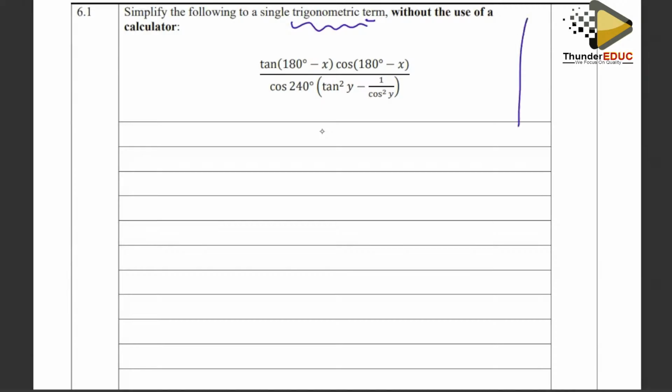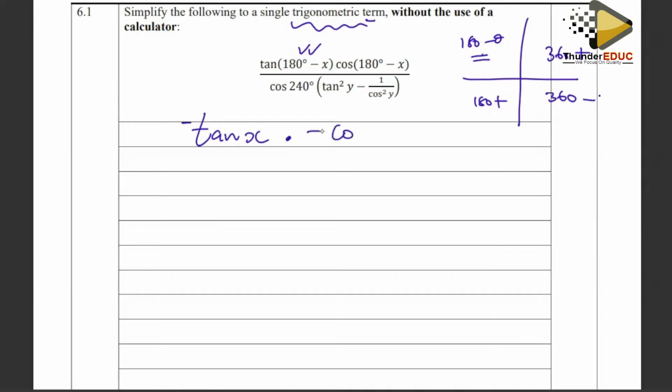So we know that from our Cartesian plane, this is going to be 360 plus, 180 minus, 180 plus, and then 360 minus. This 180 is going to be quadrant number 2. And in this quadrant, tan is negative. Let's reduce that. So negative tan x. And then 180 minus is still second quadrant. Cos is negative. So cos of x over 240.